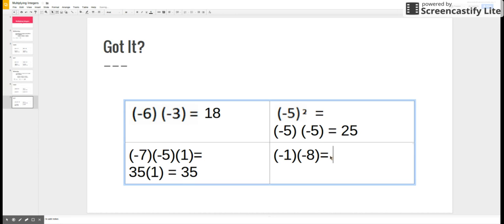Okay, and here we have negative 1 times negative 8. So we have 2 negatives. Again, your answer is going to be positive. 1 times 8 is just 8.